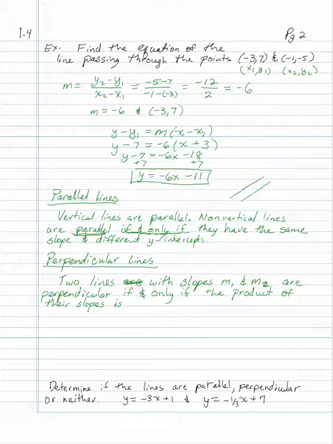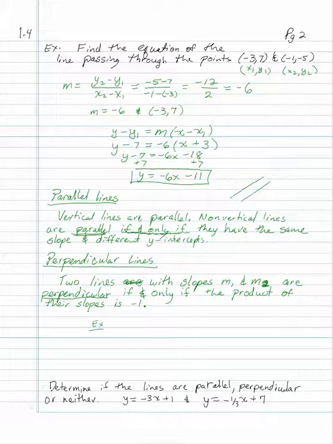Perpendicular lines, two lines with slopes m1 and m2 are perpendicular if and only if the product of their slopes is negative 1. So that's the test: you multiply the slopes. If it's negative 1, then they're perpendicular.